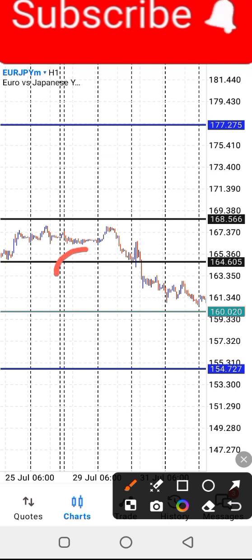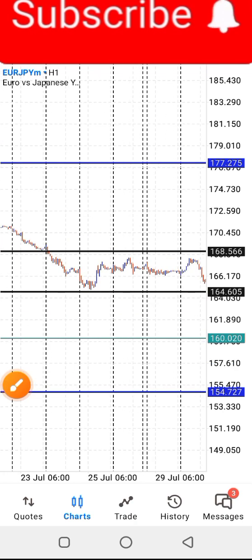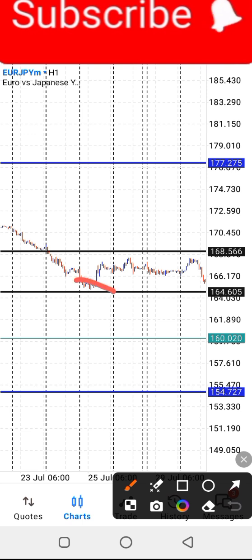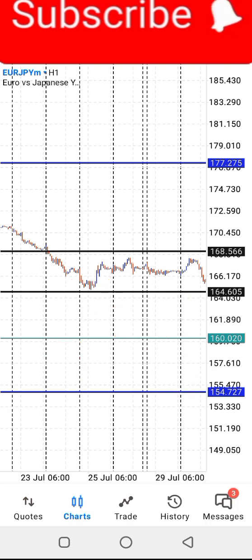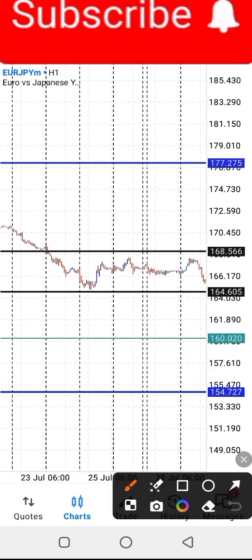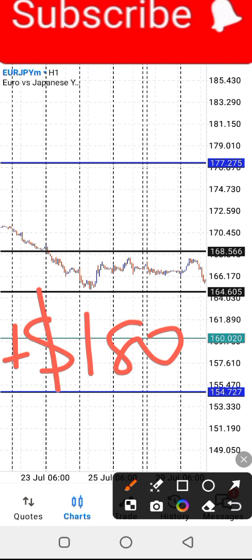Remember, you entered your sell trade right here with a lot size of 2.0, and the pips from here to here is 90. So what that implies is that your profit for your sell trade is going to be plus $180, because it's a 2.0 lot size that you entered, and it covered 90 pips. I'm just using it as an example.